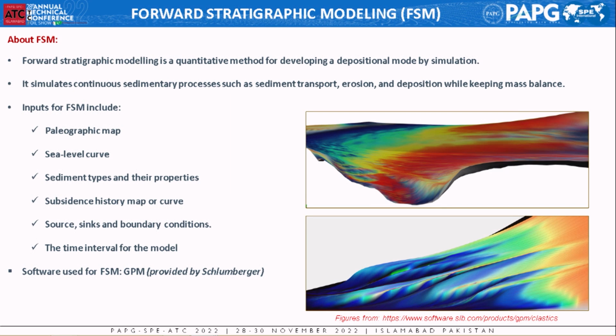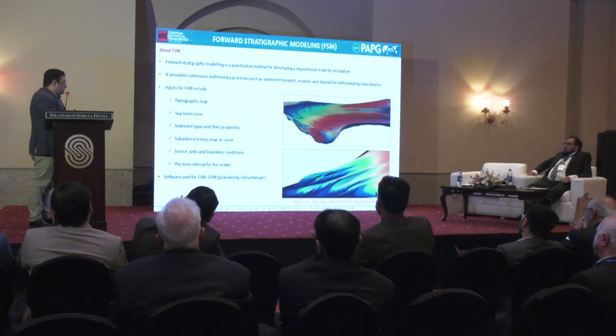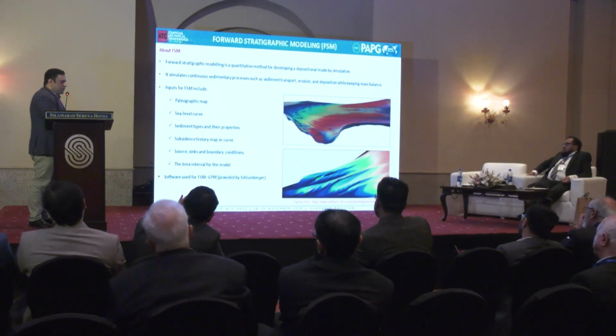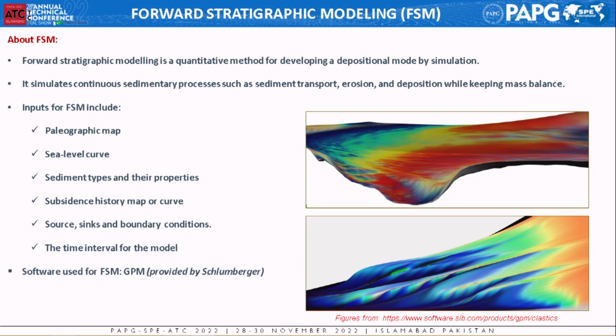So input required for the forward stratigraphic modeling include paleogeographic maps, sea level curves, sediment types and their properties, subsidence history maps, source sink boundary conditions, and time interval for the model.